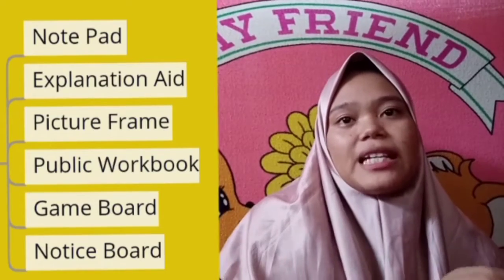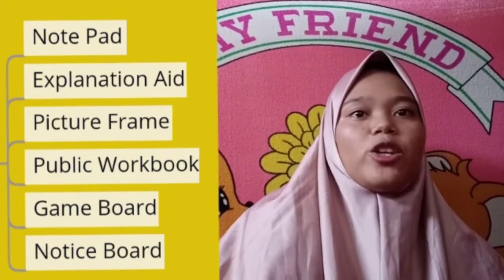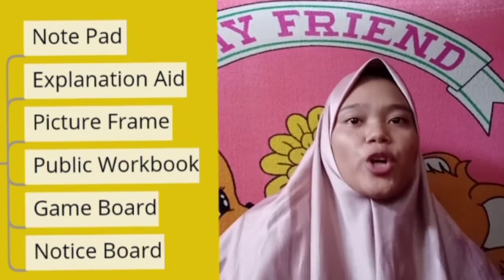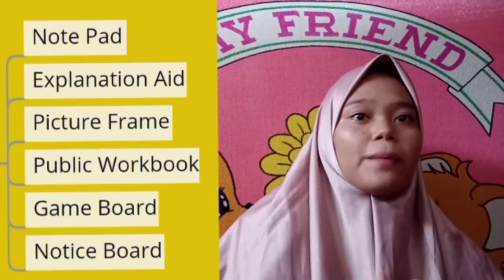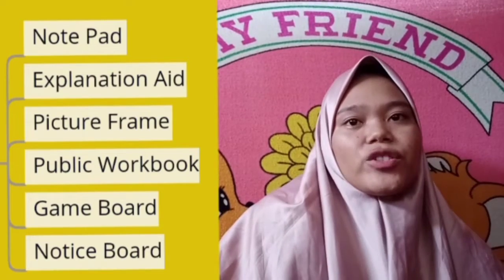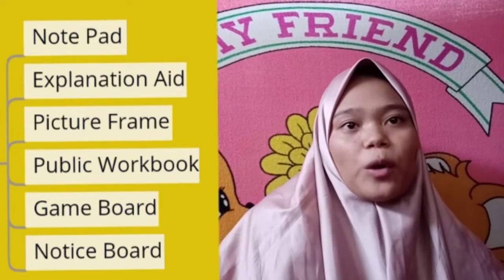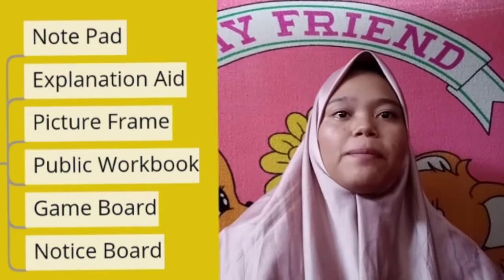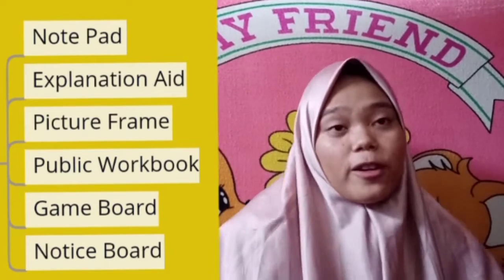And the second purpose is explanation aid. The board can be used for explanation too, where, for example, we show the relationship between an affirmative sentence and a question by drawing connecting arrows. And the next purpose is picture frame. The board can be used for drawing pictures, of course.